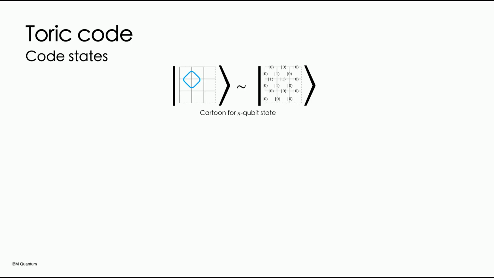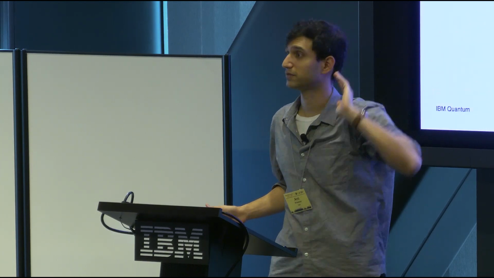Let me just say this quickly as I'm running out of time. I'm, again, going to use a cartoon. When I use this ket, I put the entire code inside a ket. And what I mean when I put this blue loop down is that the corresponding qubits on those edges are in the 1 state, and everything else is in 0. I hope that's visible for people in the back.